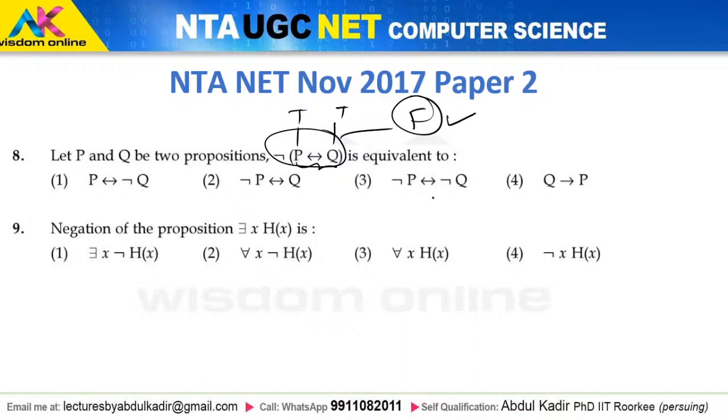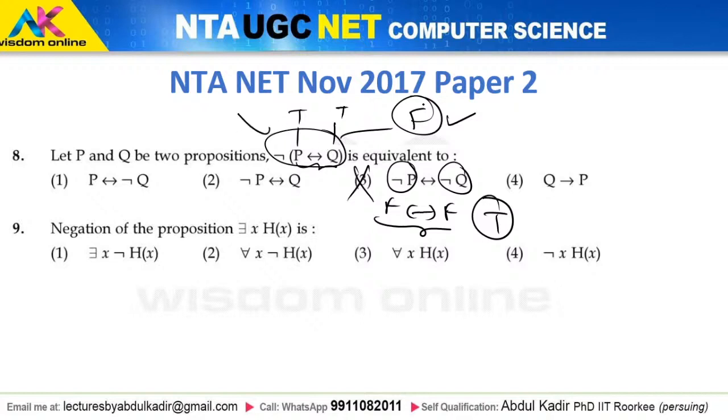Let's assume P is true and Q is true. Then the inner expression will become true, and with the negation, finally this expression will become false. Now you check the third one. P dash will become false, and Q dash will become false. False double implies false is nothing but true. So you can see this third is not the answer, because when you take both P and Q true, your original answer becomes false, but this third option becomes true. Are you getting my point? So the original expression is false, which is what we wanted.